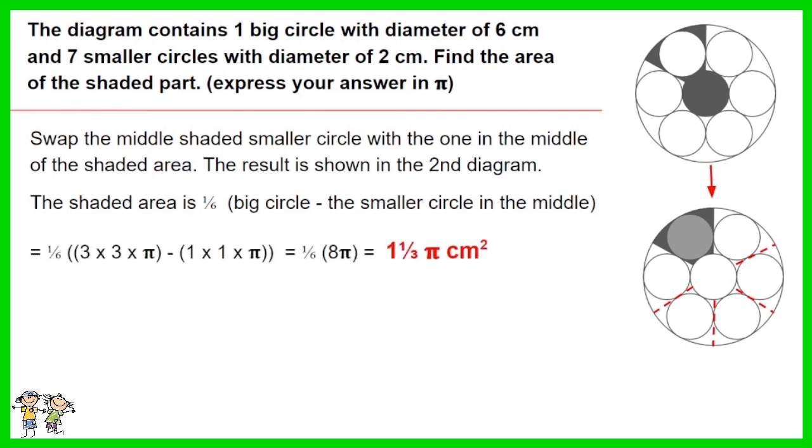The area of the big circle is 3 times 3 times pi. The area of the smaller circle is 1 times 1 times pi. Work out the equation. The answer is 1 1/3 of pi centimeters squared.